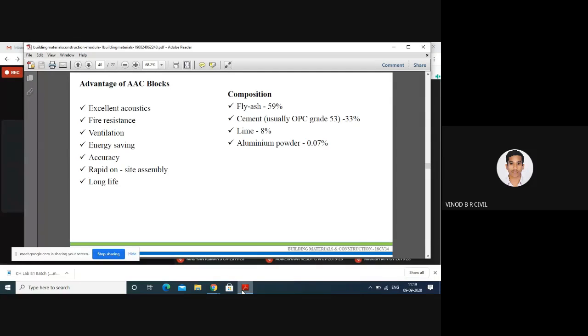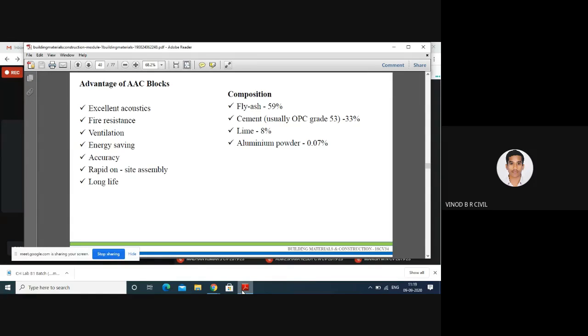And accuracy is there, means tight heads, no need of undulations, and wear and tear. And rapid on-site assembly means fast work we can expect, the work efficiency is good. And coming to durability, or nothing but life, we can also expect good life and good durability.